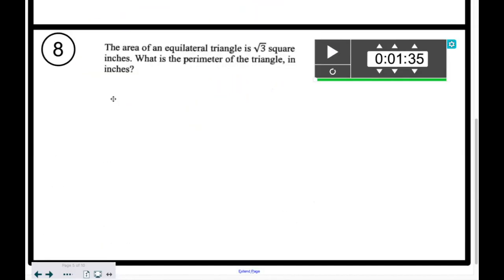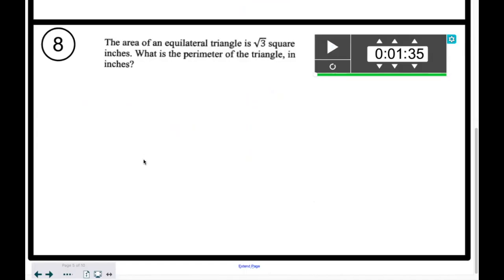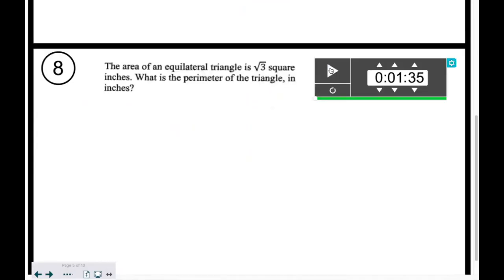Okay. All right. And we're going to do one more of these and then we'll move on to a different type of problem. So one more equilateral. This one has to do with the area of the whole equilateral. Okay. So this one, they give us the area of an equilateral triangle.